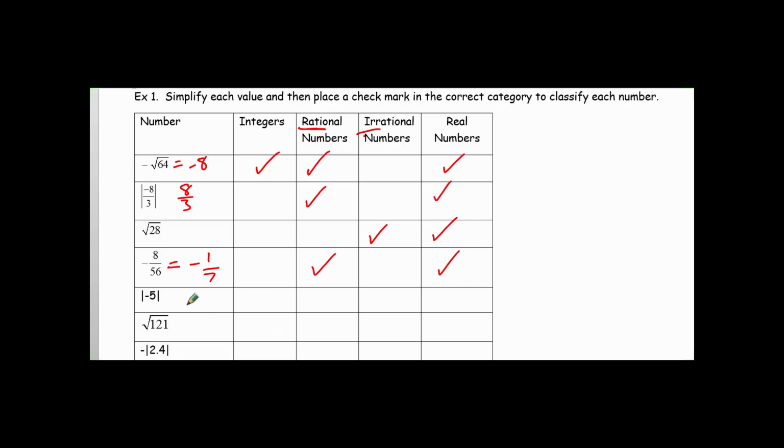It's real. That's 5, which is an integer, which is a rational number. Can't be an irrational, and it's real. This is 11, just like 5. It's got to be these 3.